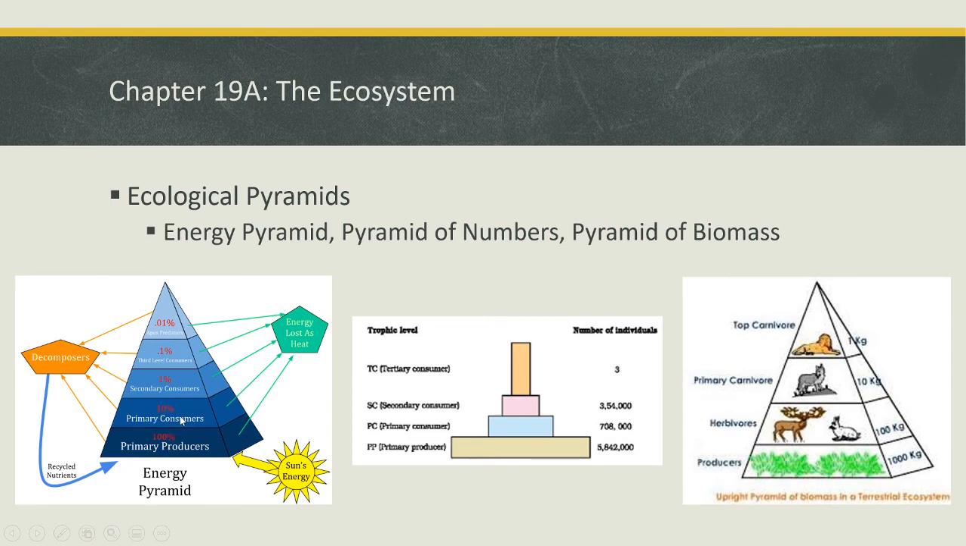Then the primary consumers only end up with about 10% of that. And the secondary consumers only end up with about 10% of that, which takes you down to 1%. Then the third level consumers only end up with about 10% of that, which takes you down to about 0.1%, etc. And then at each step along the way, you have decomposers who are breaking materials down, which releases energy and nutrients back that are available for the primary consumers to take up. And then you also have some of the energy that's getting lost as heat. So that's an energy pyramid.